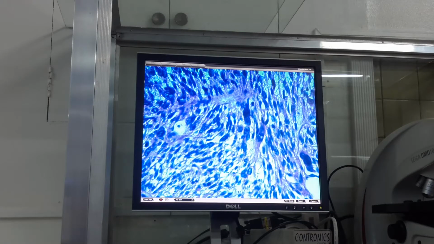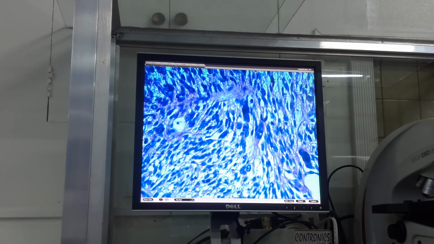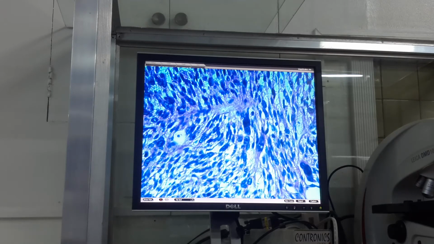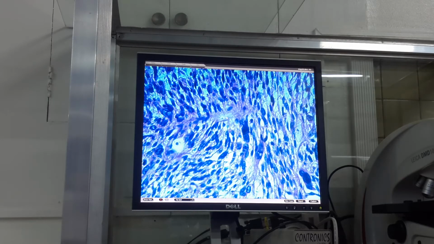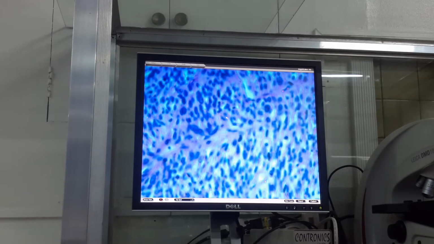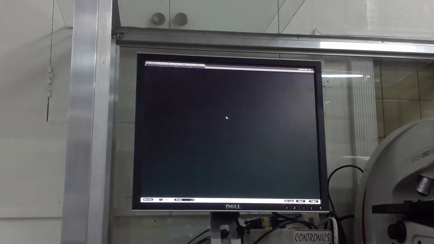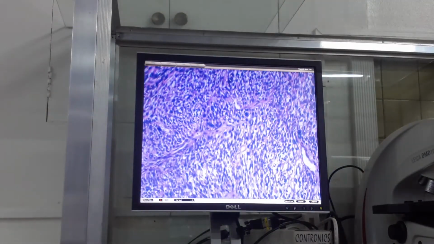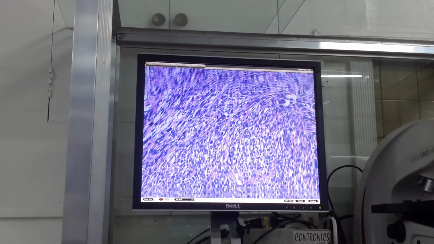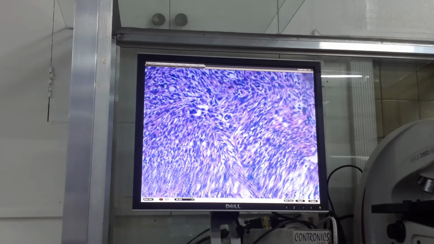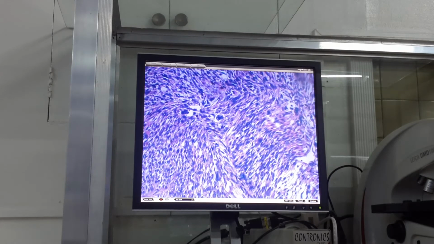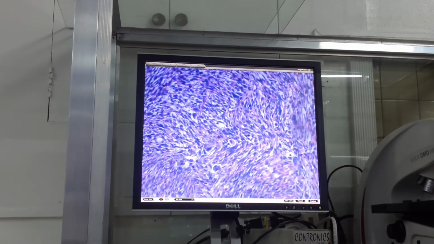Look at the cells comprising the malignant tumor. Fusiform cells. Pahaba din, di ba? Centrally located nuclei, even if they show atypia. This is leiomyosarcoma. Okay? Other views of this leiomyosarcoma. Look at the pleomorphism of the nuclei. Very pleomorphic.